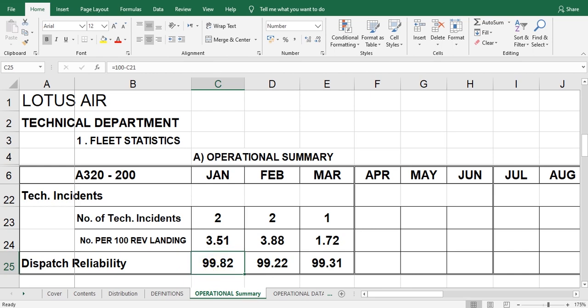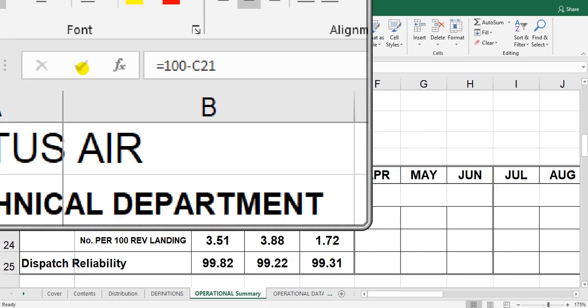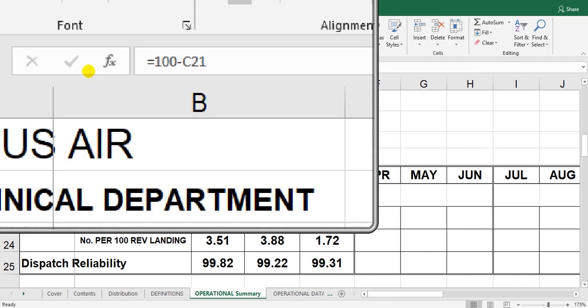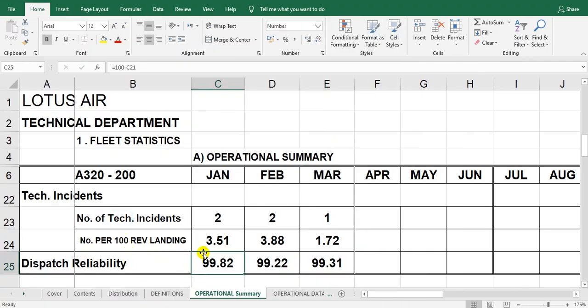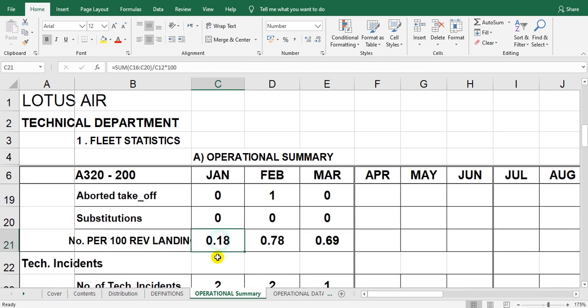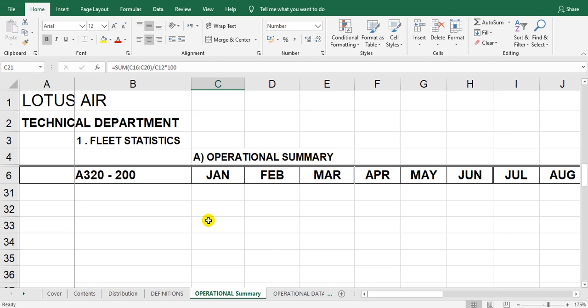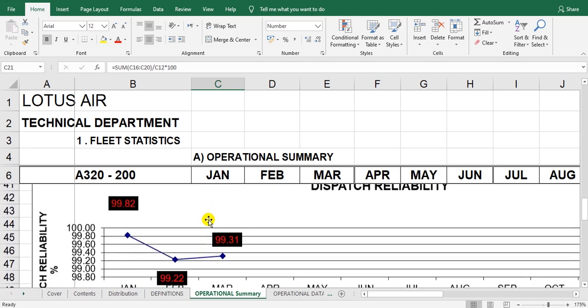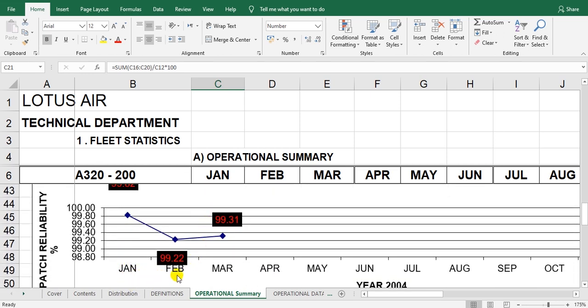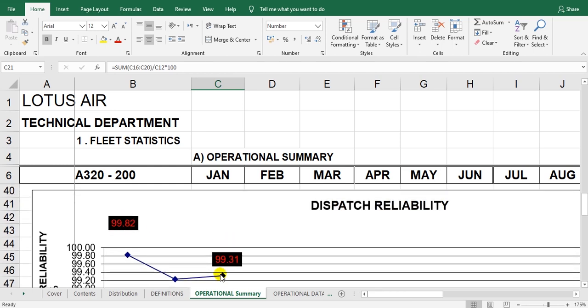Look, here's the formula. It's 100 minus C21. C21 here. Okay, so this is the dispatch reliability. If you want to plot, this is a plotting, January, February, March, and these are the numbers of the dispatch reliability. Okay. This is the fleet statistics.